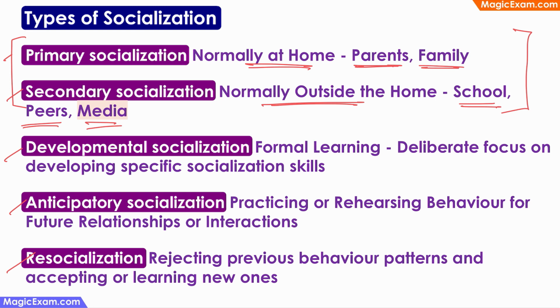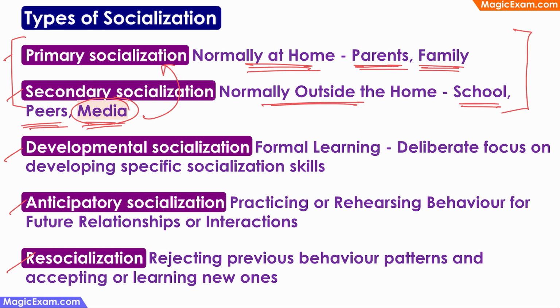So secondary socialization normally happens through sources outside the house. Now, I have highlighted media here specifically because in some research papers, it is said that media is also a primary source of socialization because the child is normally exposed to media at home. But from your syllabus perspective, media is under secondary socialization. So remember, primary socialization normally happens at home from parents and family, and secondary socialization is because of sources outside the house, that is school, peers and media.